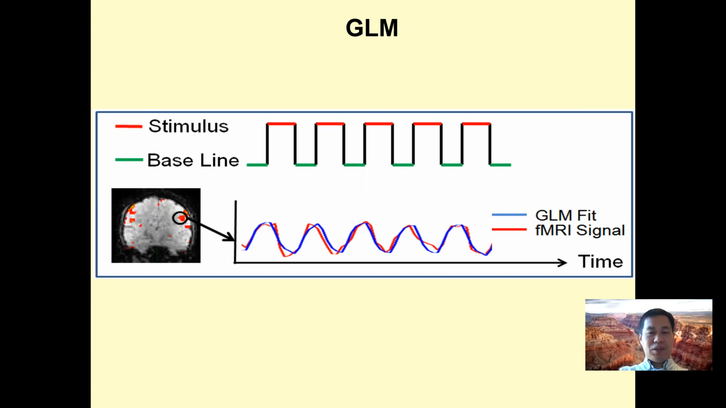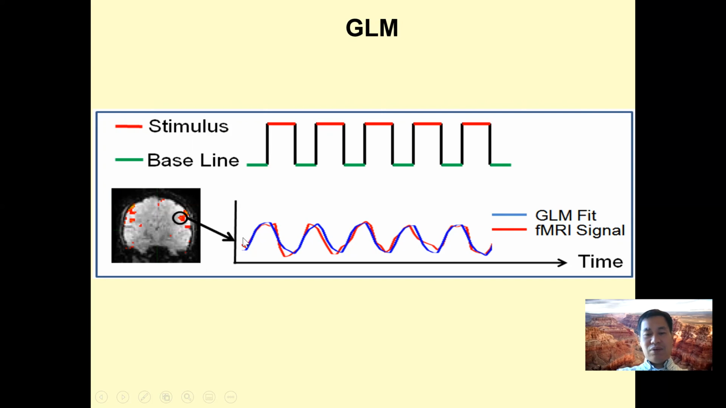So let's look at the basic idea of GLM. We have the baseline in green and the stimulus in red. Typically people alternate baseline and stimulus repeatedly across the time axis. Based on this repeated pattern, we use a general linear model to fit this stimulus curve to the fMRI time series extracted from the volumes of the brain.